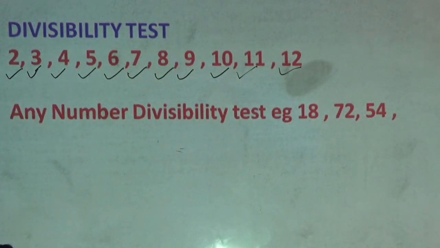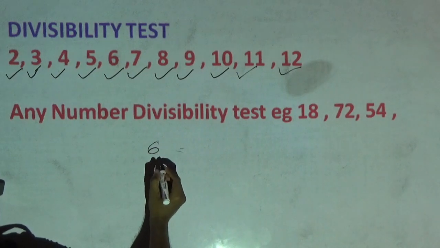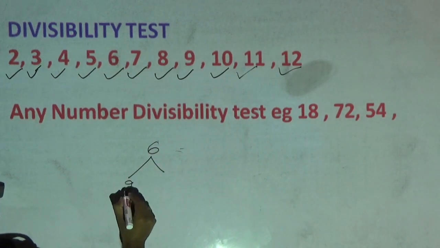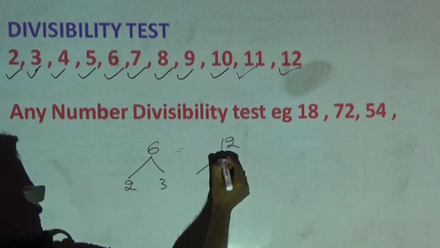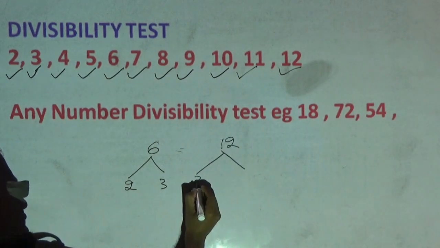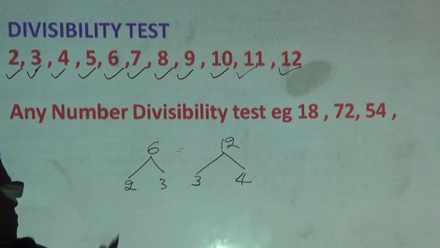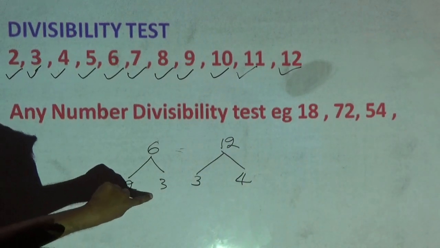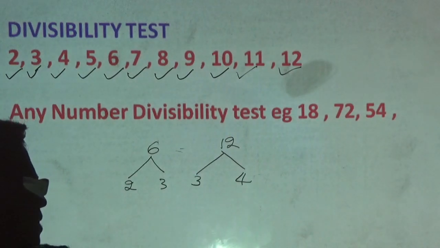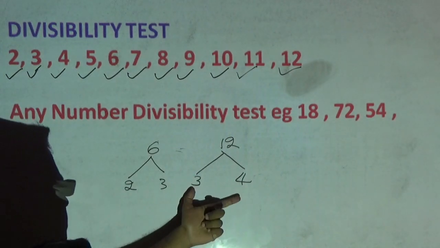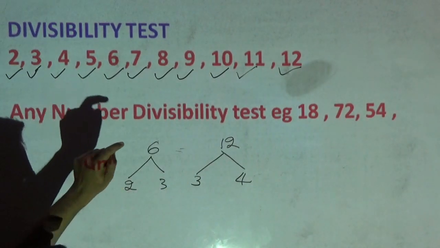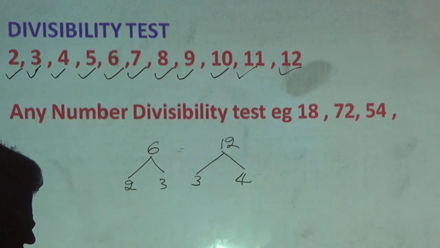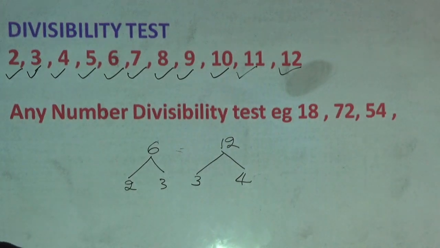Now you may ask me, sir, to check a number is divisible by 6, you took 2 and 3. Similarly for 12, we checked with 3 and 4. So why these two numbers only, sir? For 6 we took 2 and 3, for 12 we took 3 and 4. My dear friends, there is a logic behind this. Why I took these numbers only? Now please observe what is the logic behind that.